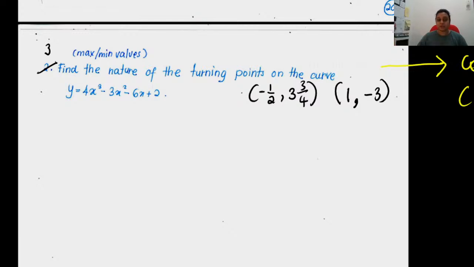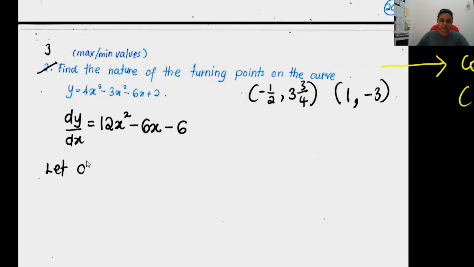The other method that teacher taught you all last week was the second derivative. Remember second derivative? Okay, let me start off first. First step, you want to find the nature. Always start by finding dy/dx first. In this case, your dy/dx will be 12x squared minus 6x minus 6. Then from here we find the roots. Let dy/dx equal 0.